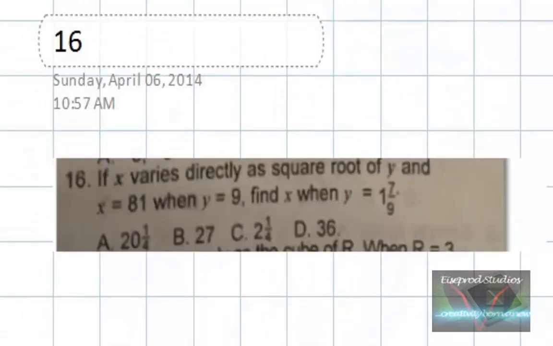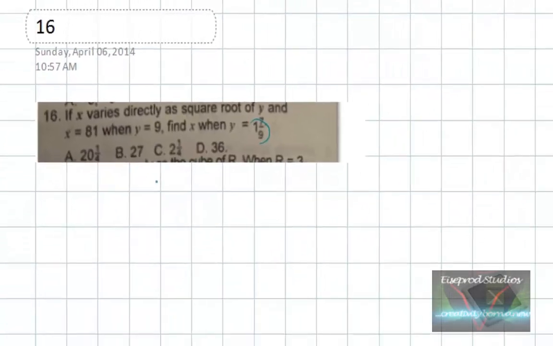So here we have question 16, and it says if x varies directly as the square root of y, and x is equal to 81 when y is equal to 9, find x when y is equal to 1 7/9. So the first thing we need to do is set up an equation that we can use so that we can plug in this. So let's set up that equation.